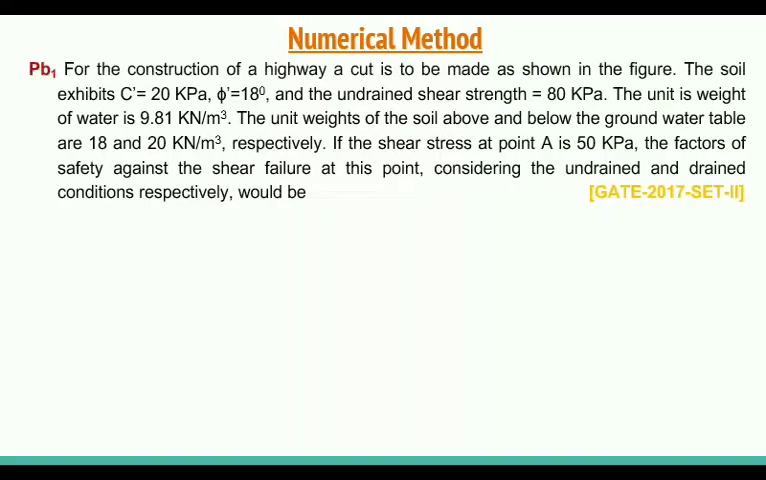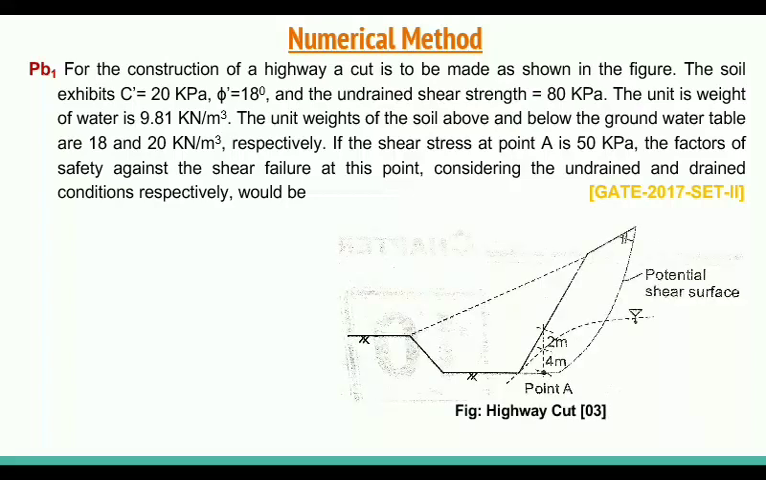The first question: for the construction of a highway, a cut is to be made as shown in the figure. The soil has C dash 20 kilopascal, phi dash 18 degree, and undrained shear strength 80 kilopascal. The unit weight of water is 9.81 kN per meter cube. The unit weights of soil above and below the water table are 18 and 20 kN per meter cube respectively. If the shear stress at a point is 50 kilopascal, find the factor of safety against shear failure at this point.